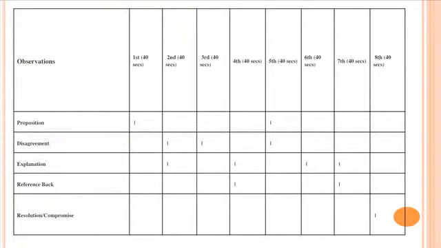The same thing applies if I take the previous verbal behaviors of preposition, disagreement, explanation, reference back, and resolution or compromise. I will ask when the preposition, the verbal behavior, occurred. That was in the first 40 seconds. Then it occurred later on in the fifth phase.